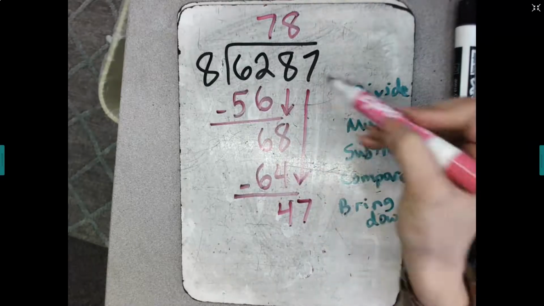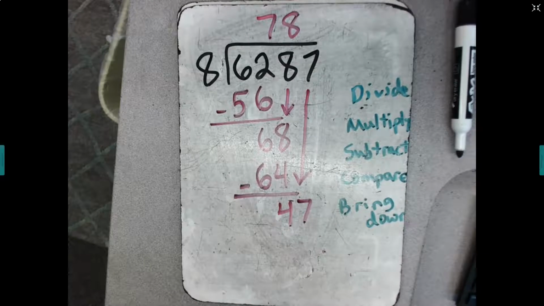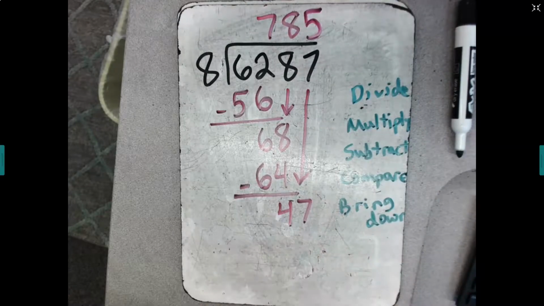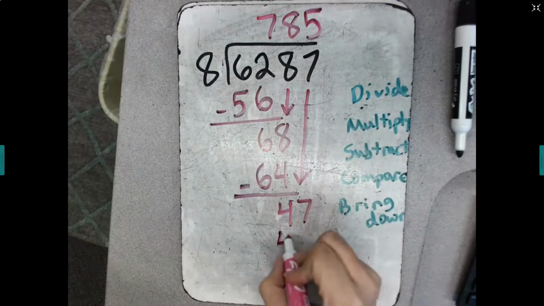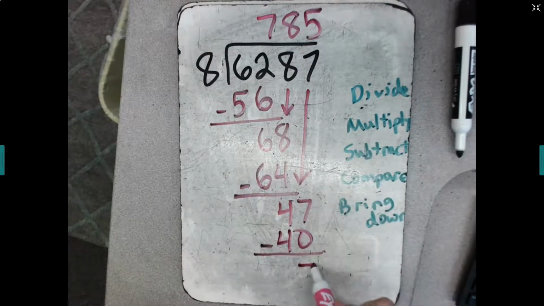Okay, now I start back at the beginning of my steps. How many groups of 8 can I make from 47? 6 times 8 is 48, which is too high. So I know it will be 5. Now I multiply. 5 times 8 is 40. Now I subtract. 47 minus 40 is 7. I compare. 7 is less than 8, so that means I can't make any more groups of 8.